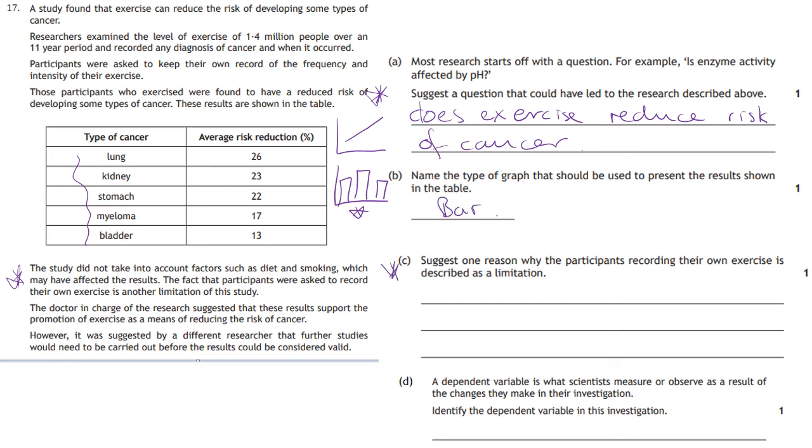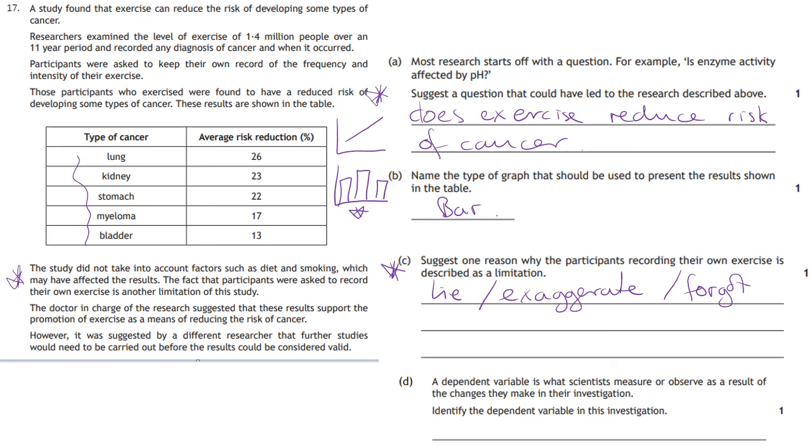C. Suggest one reason why the participants recording their own exercise is described as a limitation. So it says that the participants were asked to record their own exercise, and they were saying this could be a limitation. So what could the people be saying, right? They could be outright lying about their exercise. They could exaggerate, right? So they could say, oh yeah, I did loads of running that day. Maybe they forgot, right? Maybe they did some exercise and they forgot about it, right?